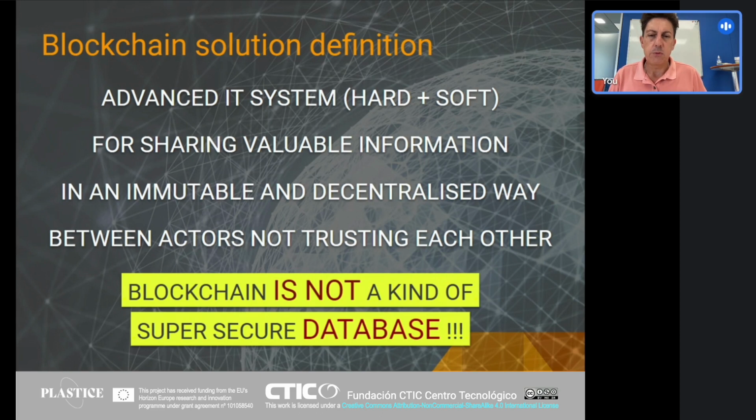And be very careful. Blockchain is not a kind of super secure database. It's not a database. Blockchain is not efficient for storing gigas of information. No, it's not for that. It's just for coordinating and storing relevant information that must be shared. And the characteristic of that information is that every partner should rely on it, and that information is the general truth for the network.